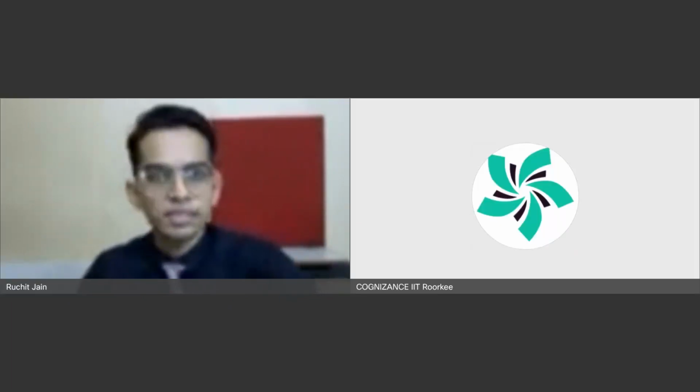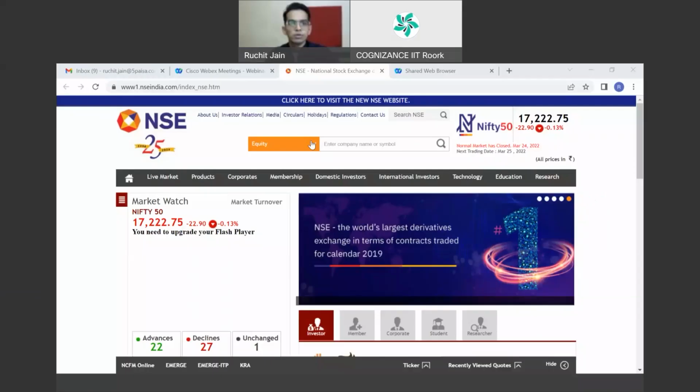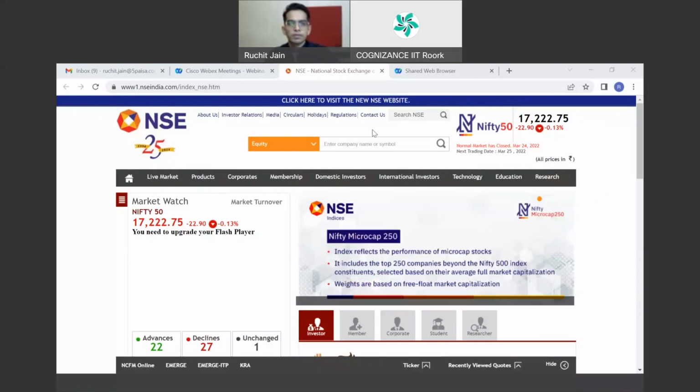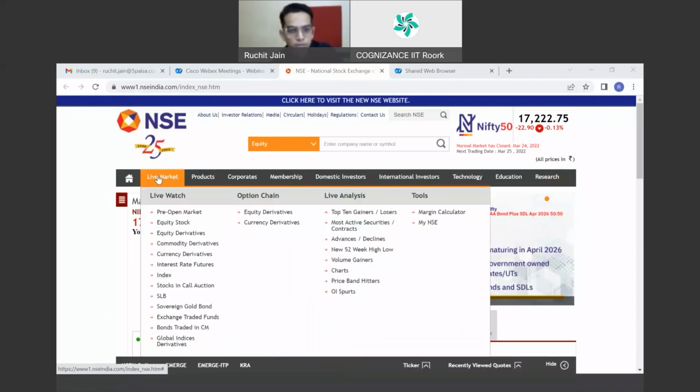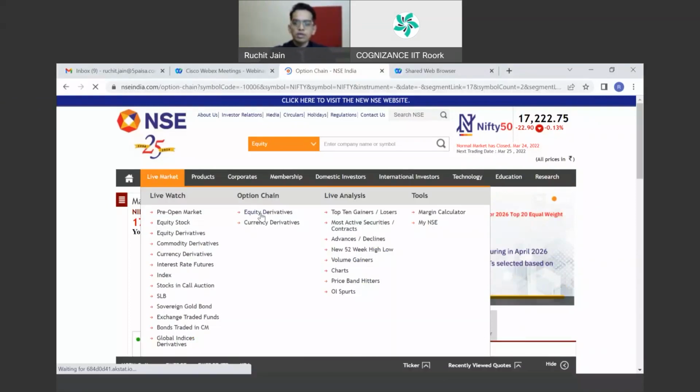I hope you all can see this NSE screen in front of you. Now, how to look at options? When you go to the NSE screen, here you can see live market. When you click on live market, there is an option chain written there. Under option chain, there is an equity derivatives tab. When you click on this equity derivatives tab, this is the option chain which will open in front of you. So this is the option chain which I was referring to.